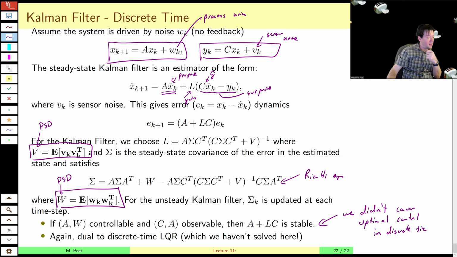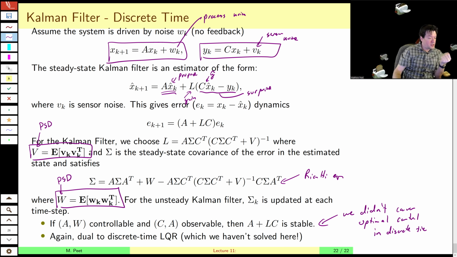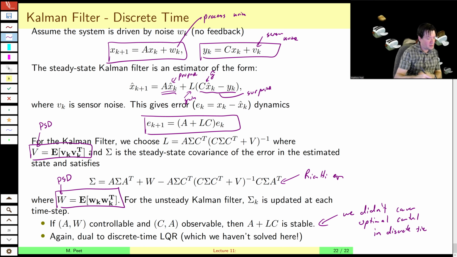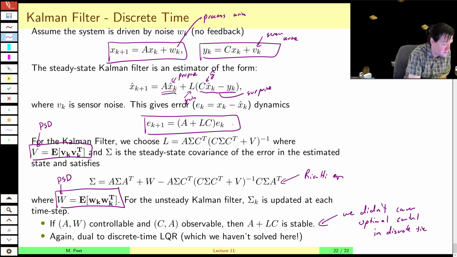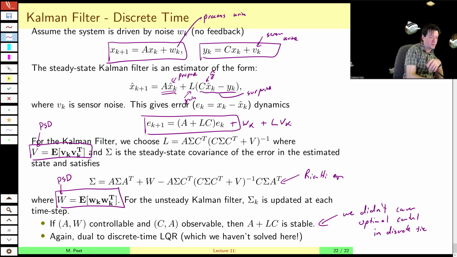Process noise right here, sensor noise right here. So the error dynamics are thus. Actually, I'm missing some terms here. There should be some errors here. This is WK plus LVK. It should be something like that. Sorry, forgot about those.